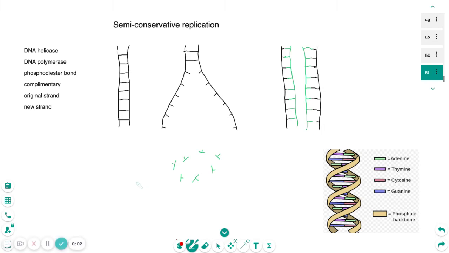All right, welcome back. We're going to talk about DNA replication. So all cells need to copy their DNA. That's what we mean by replication. And the reason cells need to copy their DNA is because that's what growth and repair is.